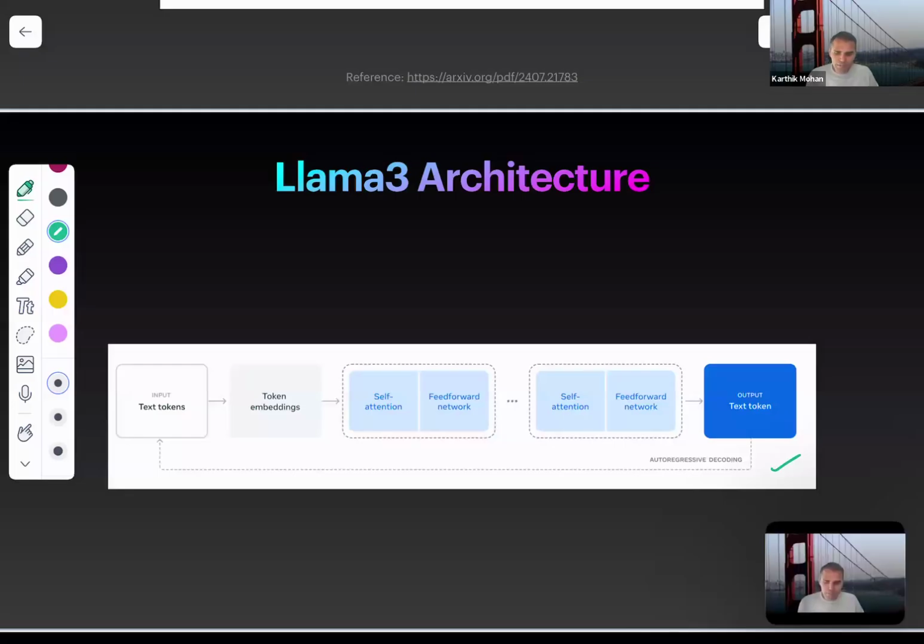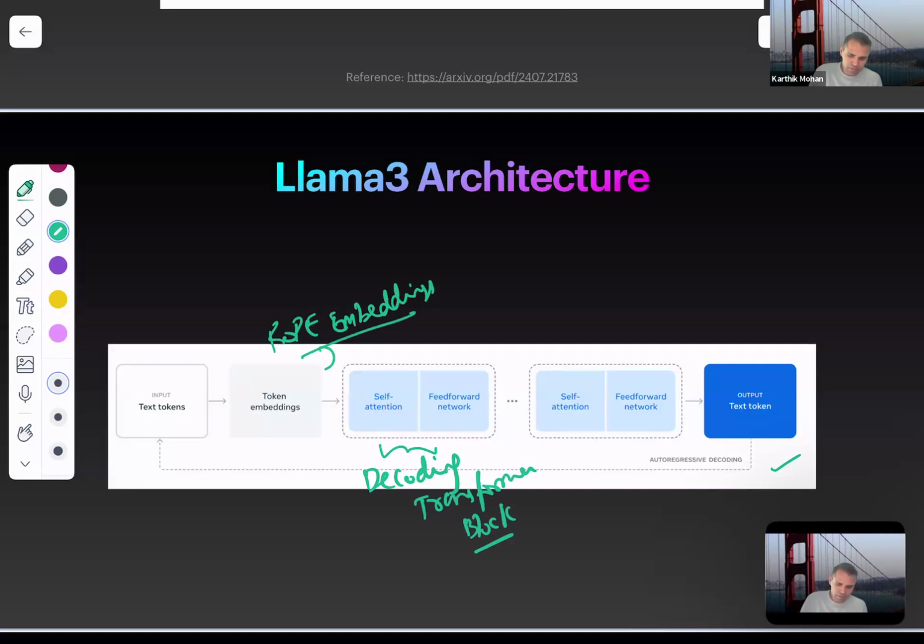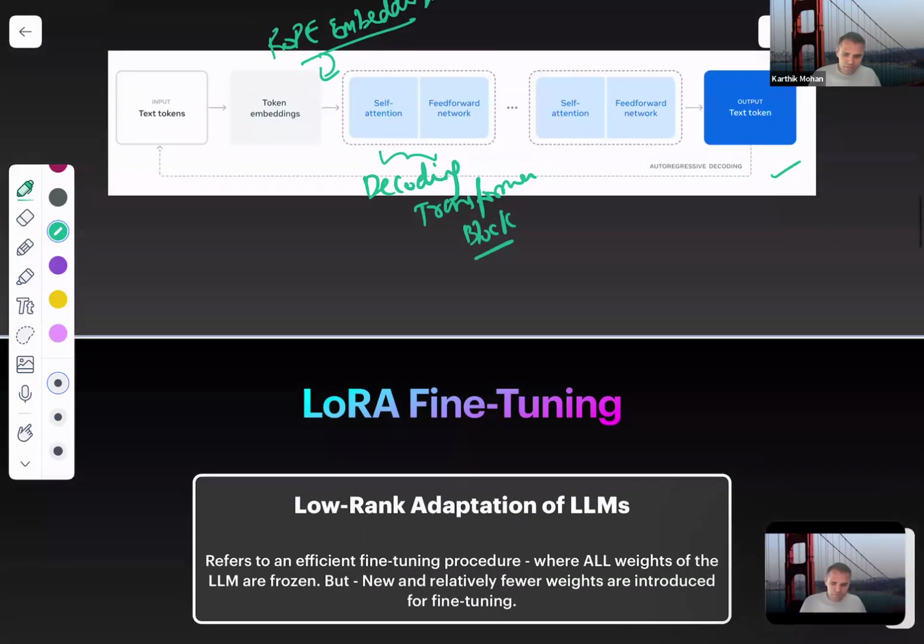Yeah, so we looked at Llama 3 architecture last time, and we went into the details of it. We looked at the decoding transformer block, and then we looked at rope embeddings. And then we also looked into different pieces of architecture and we kind of understood it from different angles. So today we looked at LoRa fine-tuning.